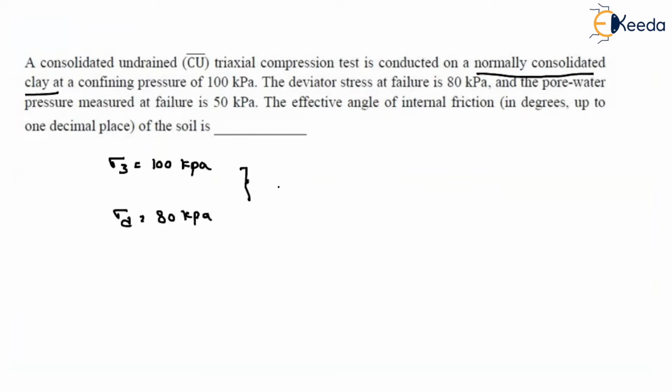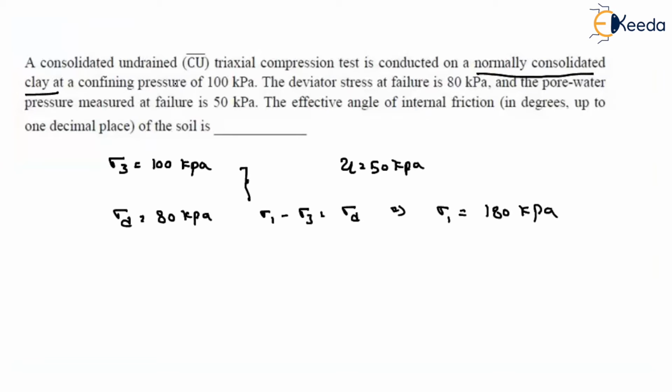How? Sigma 1 minus sigma 3 equals sigma d. That implies sigma 1 equals sigma d plus sigma 3. How much will you get? 180 kilopascal. Pore water pressure is also given as 50 kilopascal. What they are asking us to find is the internal friction angle.